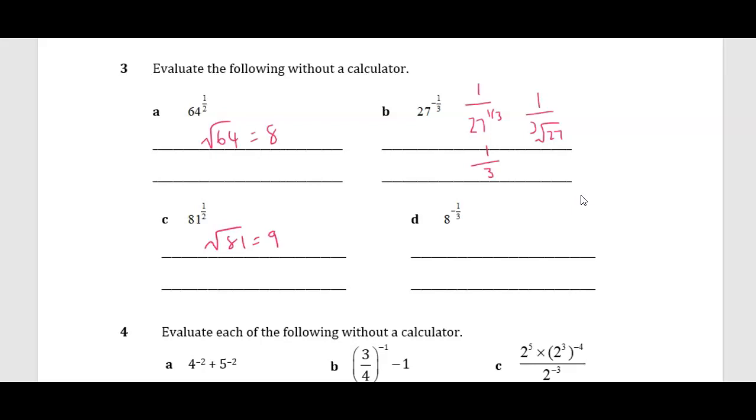Question D is 1 over 8 to the power of a third. So that's going to be the cubed root of 8. I wouldn't usually write that because it is the same thing, and that's going to be a half.